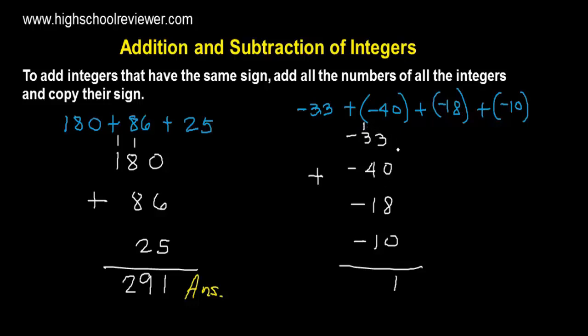1 plus 3 is 4. 4 plus 4, 8. 8 plus 1, 9. 9 plus 1, 10. And we will put here 10 since this is the last column. And then do not forget to put the negative sign. Therefore, negative 101 is our final answer for our fourth problem.